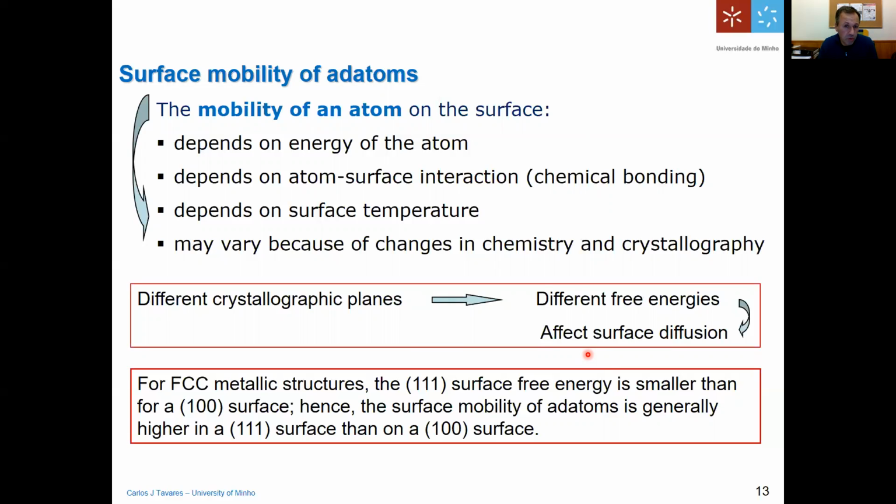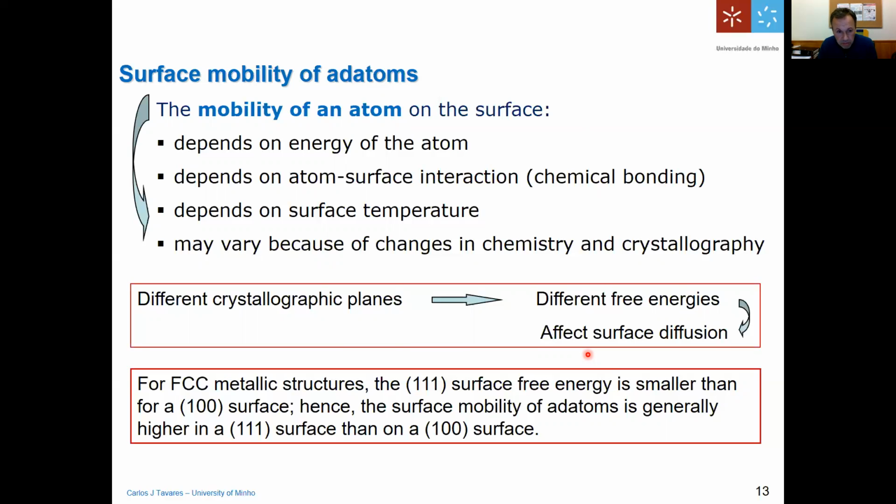If the temperature is too high on the surface of your substrate, these atoms can be reflected and they will just leave the surface, okay? Sometimes a small change of 10, 20 degrees can make a very big impact. This mobility can also vary due to the chemistry of the substrate and to the crystallography. For example, different crystallographic planes on your substrate will induce different free energies and they will affect surface diffusion.